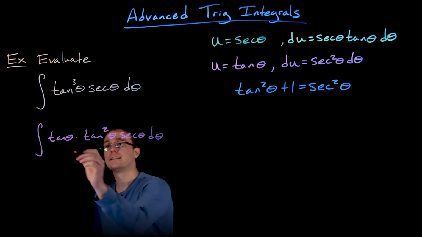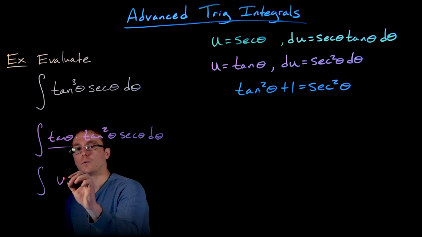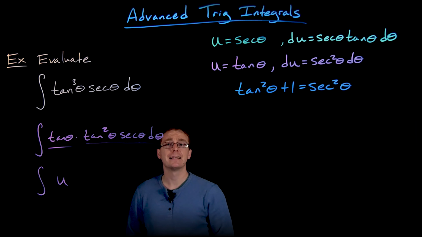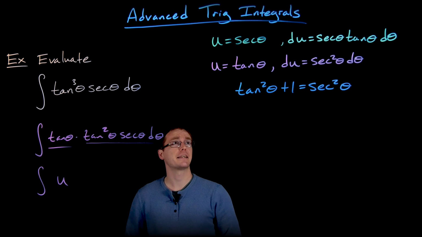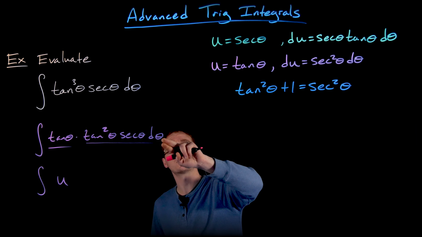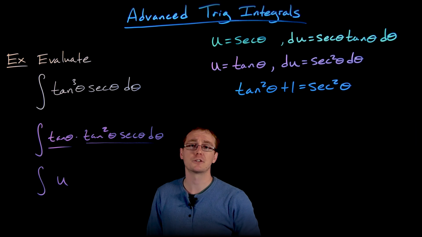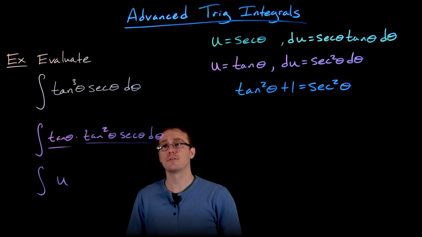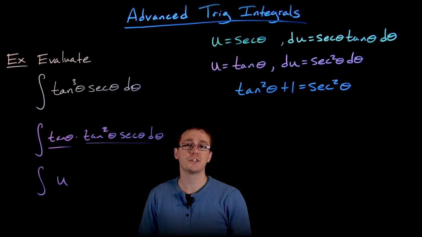And now our tangent of theta will become u, but we still have these extra factors of tangent squared and secant of theta that we have to take care of. And well, what we can see here is that in order to swap out our differential of theta in terms of our differential of u, we need an extra factor of secant squared. However, we only have a single factor of secant attached, so we don't have enough.